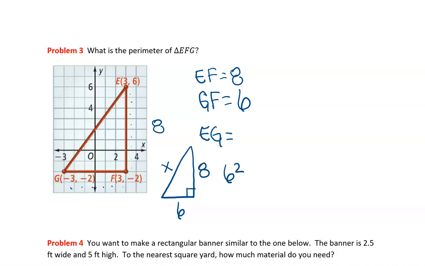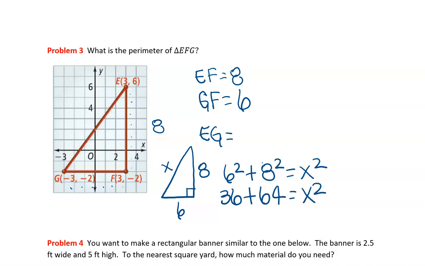So 6 squared plus 8 squared equals X squared. You could also plug the ordered pairs into the distance formula that we learned yesterday, but that takes a little bit longer, and sometimes people get their signs wrong. So 6 squared is 36, 8 squared is 64. If we add those together, we get 100, and then you'd have to square root both sides. Now, X is going to be just positive 10 because we can't have negative length.